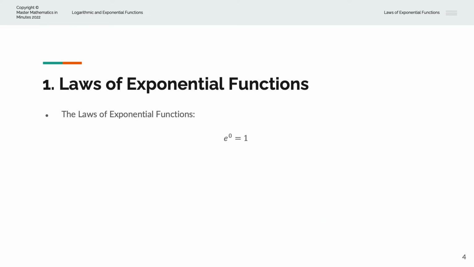And e to the power of 0 is equal to 1, according to the sixth law. And e to the power of minus n can be rewritten as 1 divided by e to the power of n as the seventh law. So we'll take a look at a couple of examples.